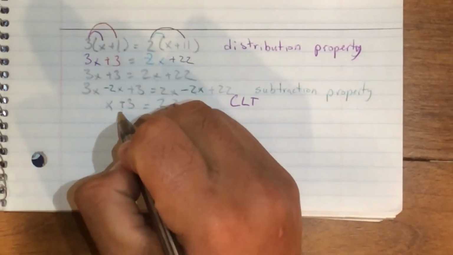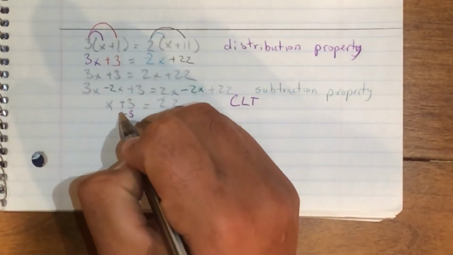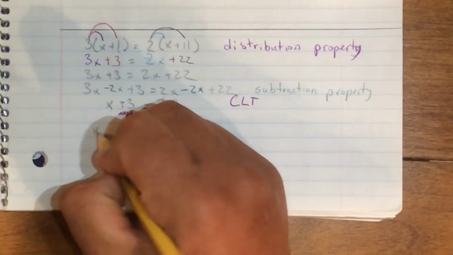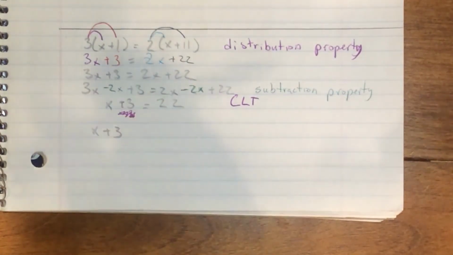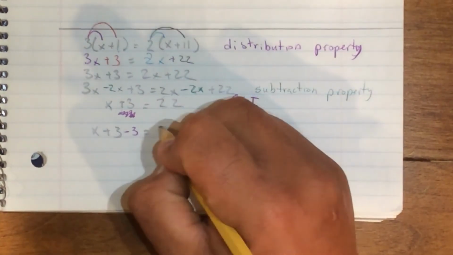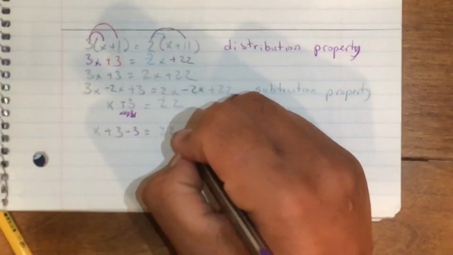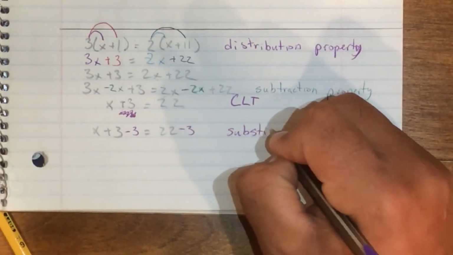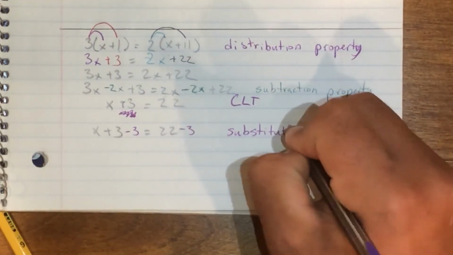So we're going to go ahead and subtract 3 to both sides here. Ooh, I just kind of made a boo-boo because we got to stay constant, right? So we have our x plus 3, and we're going to subtract 3 to both sides. So we'll subtract 3 there, and then we have our 22. And we're going to subtract 3 here. This is substitution property.